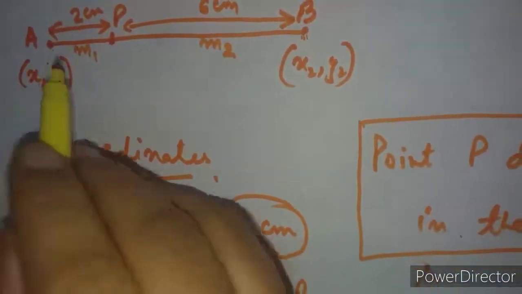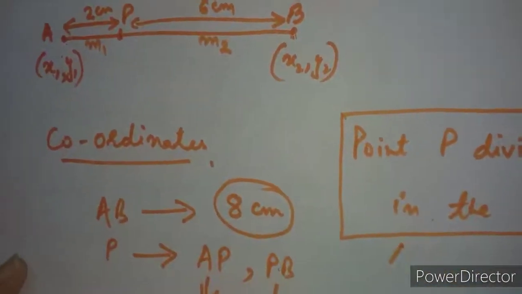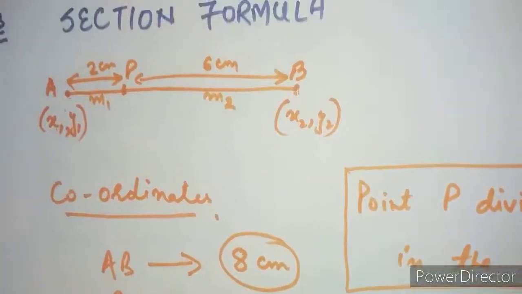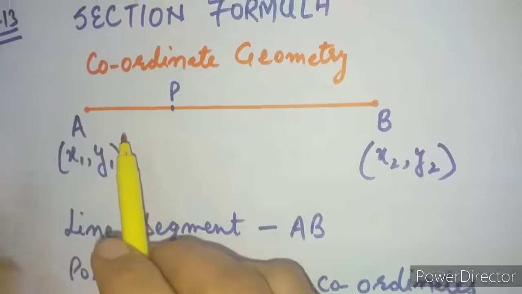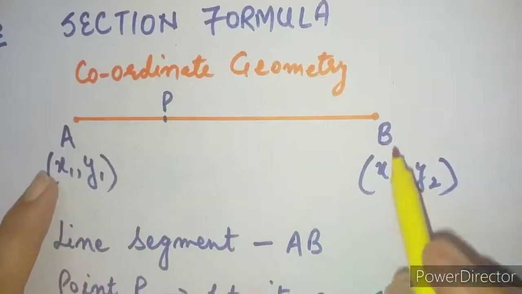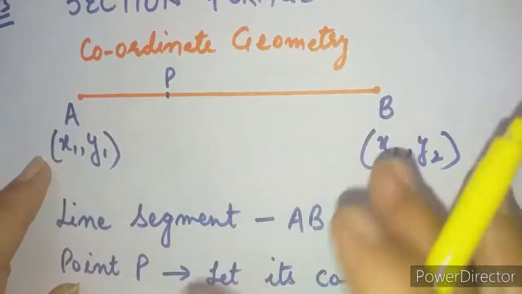Now, this setup was for example only. Now I have drawn this setup again for you in order to explain the section formula. Clear? So I remove this example now. Down we have got the actual setup, right? Line AB, point P is there. x1, y1 are the coordinates, x2, y2 the coordinates. This is the general thing now, right?